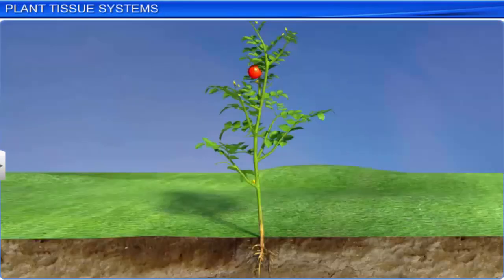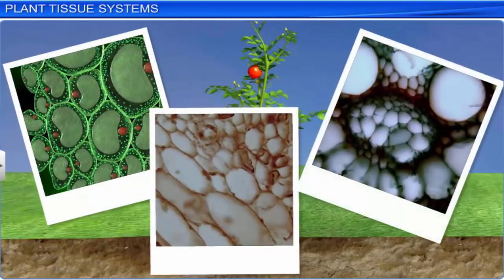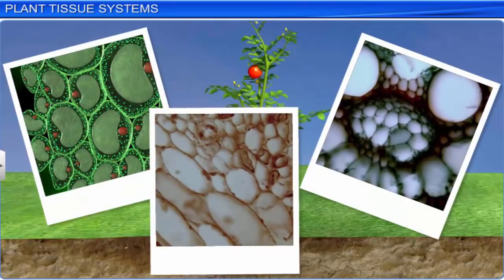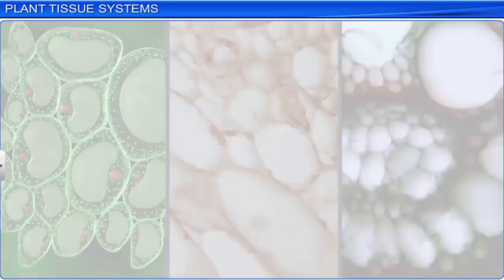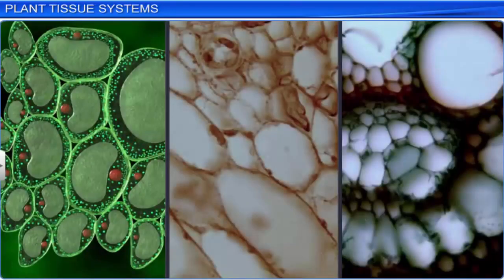The body of a plant consists of various types of cells which form different types of tissues. The structure and function of these tissues depend entirely on where they are located inside a plant.